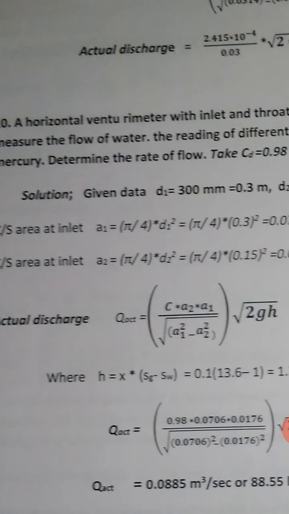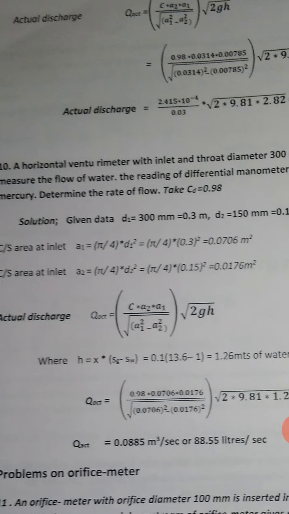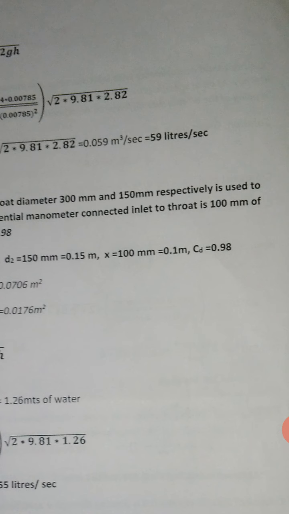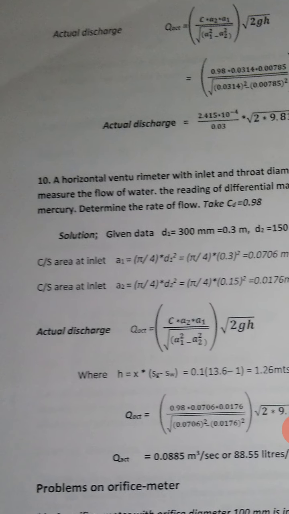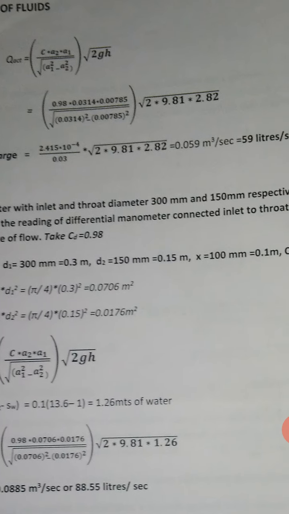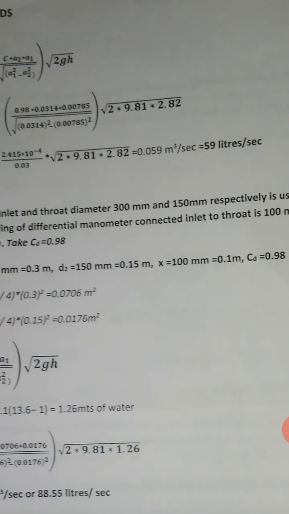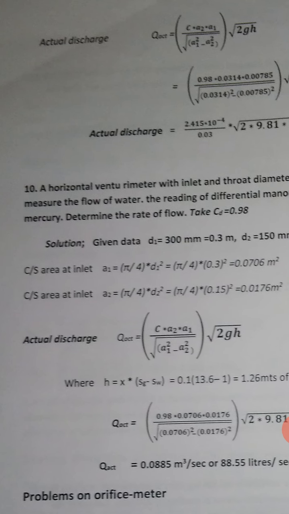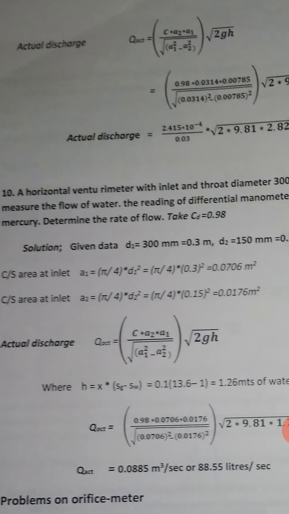In the last problem, a horizontal venturimeter with inlet and throat diameters of 300 mm and 150 mm respectively is used to measure the flow of water. The reading of the differential manometer connected from the inlet to the throat is 100 mm of mercury. Determine the rate of flow.